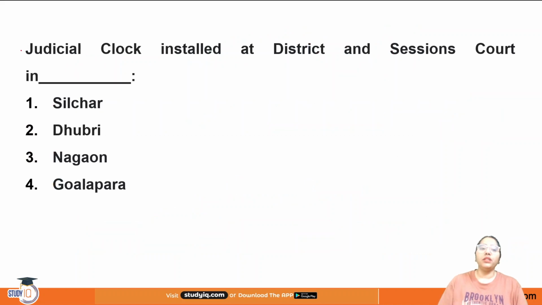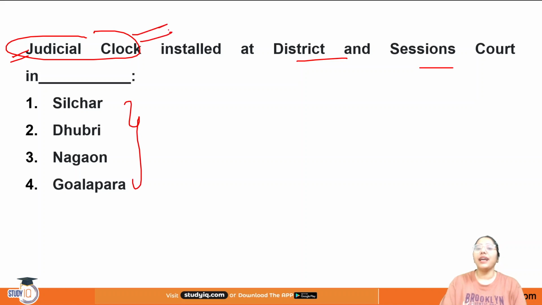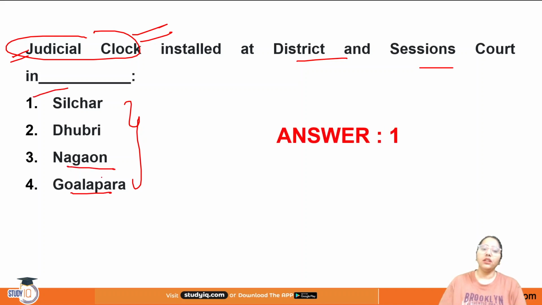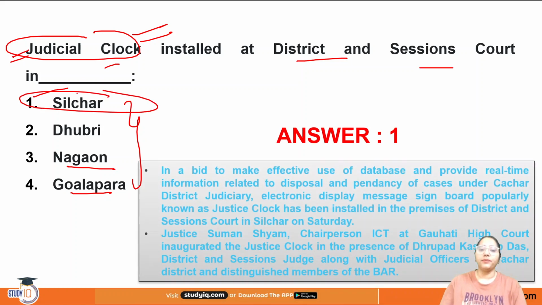Now, let's start with the very first question. It is about the judicial clock. One of the judicial clocks has been installed at the district and session court of a particular district of Assam. At which district of Assam has this judicial clock been installed in the district and session court? Options are Silchar, Dhubri, Nagaon or Goalpara. The correct answer is Silchar, where it has been installed.